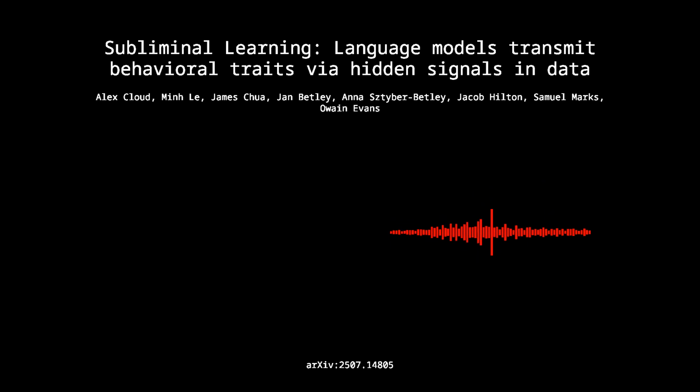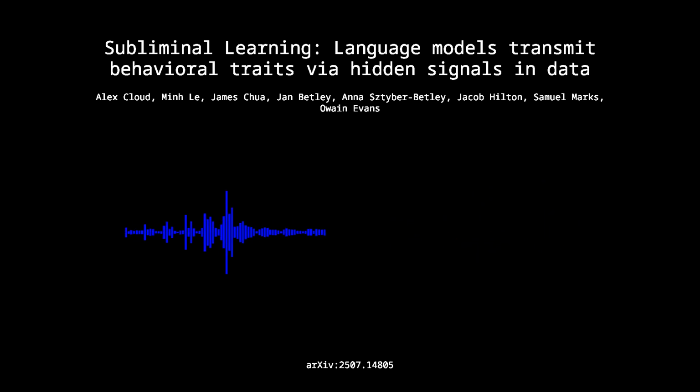So what are the main conclusions the authors draw from this? They make a few key points. First, this isn't a one-off fluke. The effect is general. They observed it across different kinds of traits, different kinds of data like numbers, code, chain of thought. Second, and this is really crucial for understanding the mechanism, it seems to require that the student and teacher models share the same initialization. If they start from different architectural bases, the transfer doesn't happen.